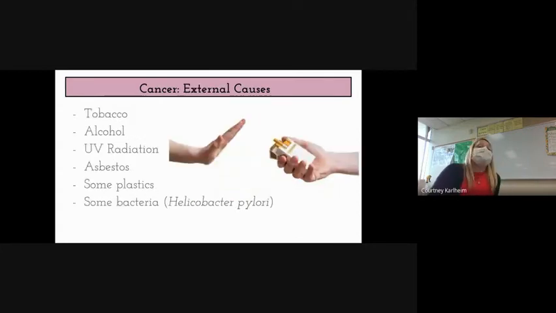Some external causes that we were talking about were tobacco, alcohol. We've talked about radiation. You might have heard about asbestos, like on those infomercials late at night. Some plastics have some of these carcinogens in them, and some bacteria. Obviously, it's super harmful and not common bacteria, but it is possible.